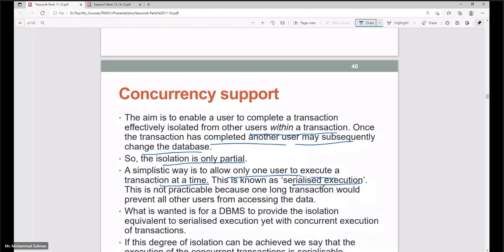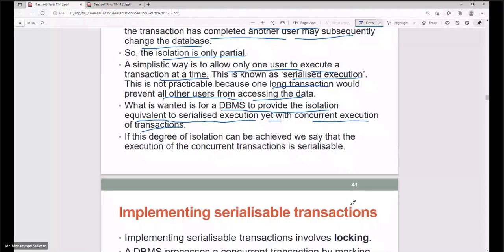So this is not practical because one long transaction would prevent all other users from accessing the data. So what is wanted is for the DBMS to provide isolation equivalent to serialized execution, yet with concurrent execution of transactions. If this degree of isolation can be achieved, we say that the execution of concurrent transactions is serializable. Serialize means executing one by one, one after the other.